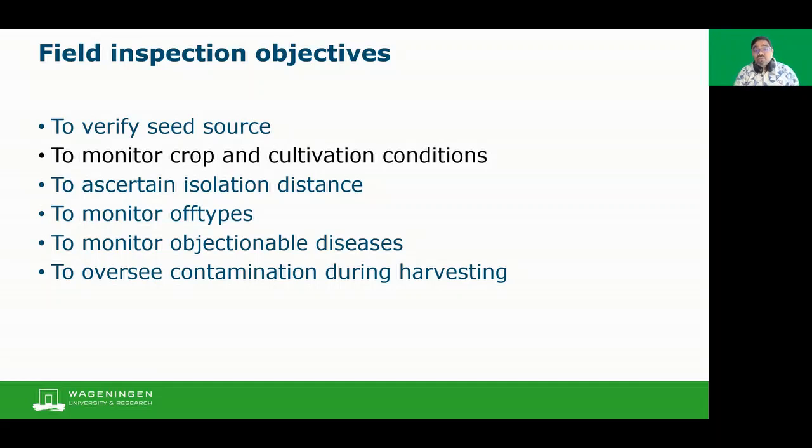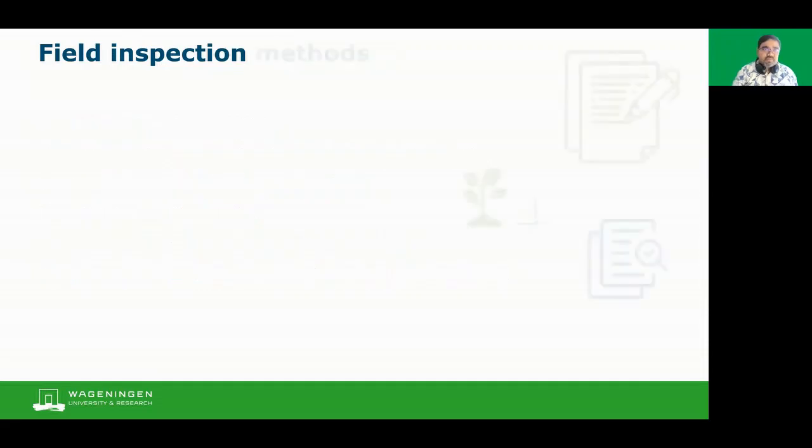We also need to oversee the contamination during harvesting. At the time of harvesting, the seed inspectors in charge will also see whether the seeds are being harvested in the right way. Are two varieties being harvested very close to each other, so that there can be a mechanical admixture? These things are always checked.